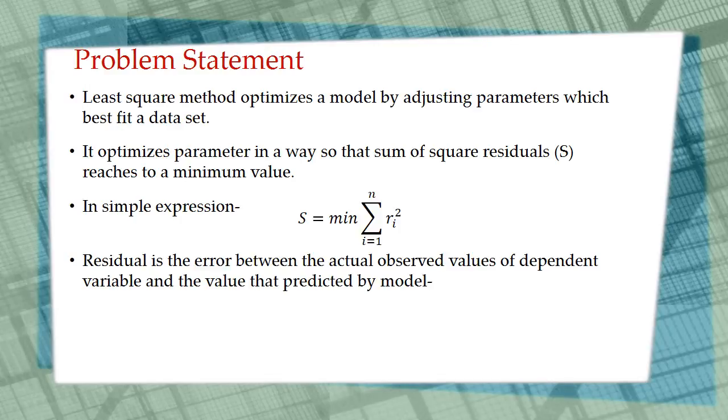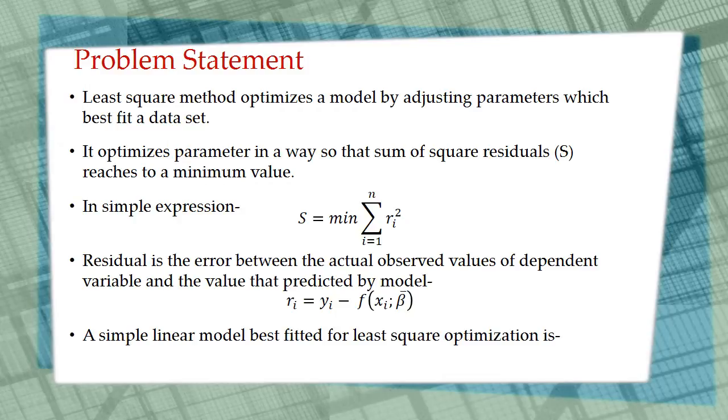Residual is the error between the actual observed value of the dependent variable and the value that is predicted by the model, r equals y minus function of x, beta vector. Here, beta vector is a set of adjustable parameters. x is an independent variable and y is a dependent variable. It depends on x. A simple linear model that can best fit for least square optimization is y equals beta naught x plus beta.